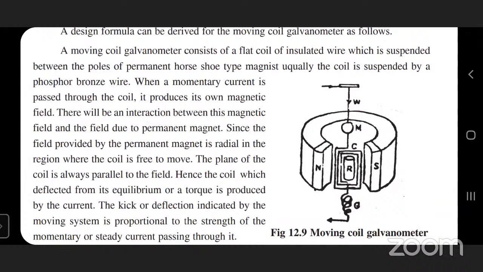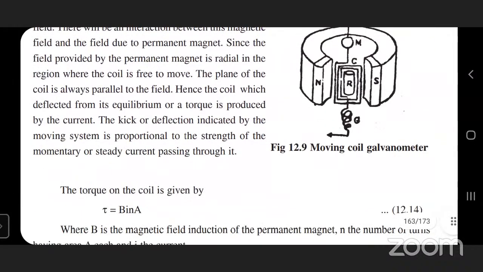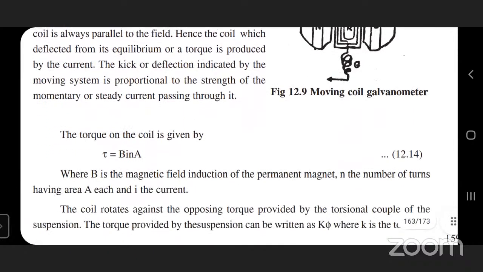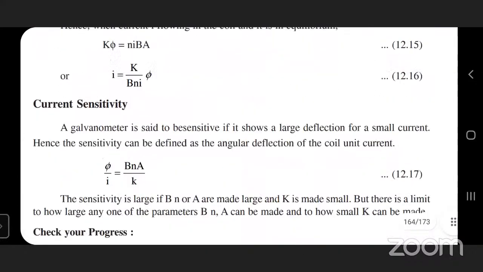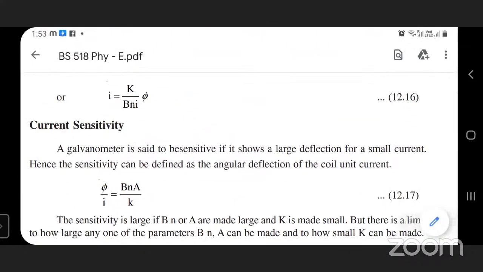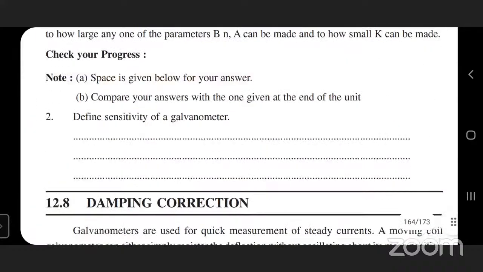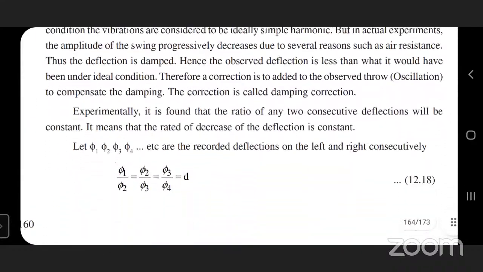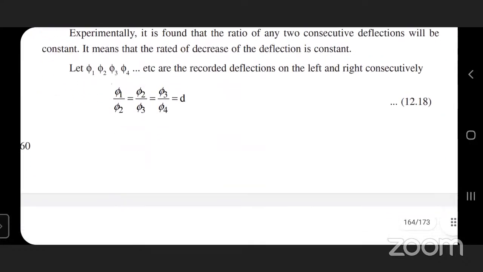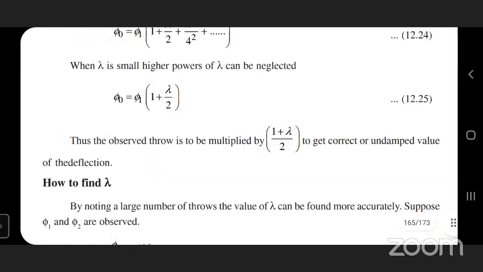More field, more current, more twist takes place; less current, less twisting takes place. So this is proportional. That means a torque tau acts, and the twisting or deflection takes place. So tau equals B N I. Like that you have to derive the equation. Only five minutes are left. What is the damping correction? This may be asked as a short question to you. You can go through that.